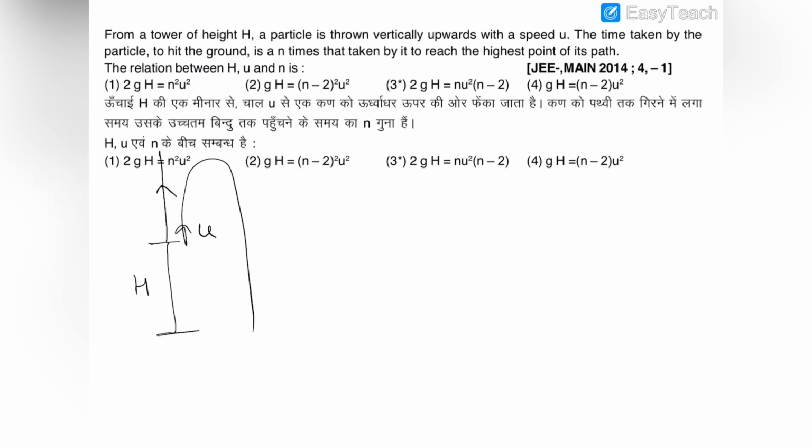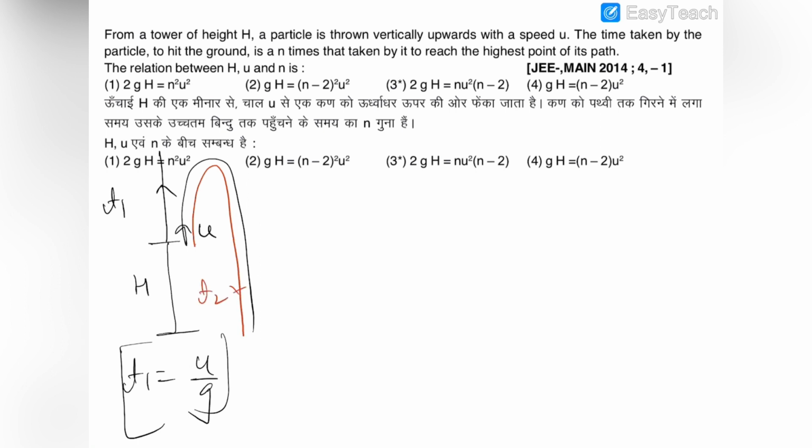So let us suppose that the time taken by the particle to reach the highest point is t1. So t1 we directly know would be equal to u by g. And to find out t2, which is the total time taken by the particle to reach the ground, this time can be calculated by using the second equation of motion.